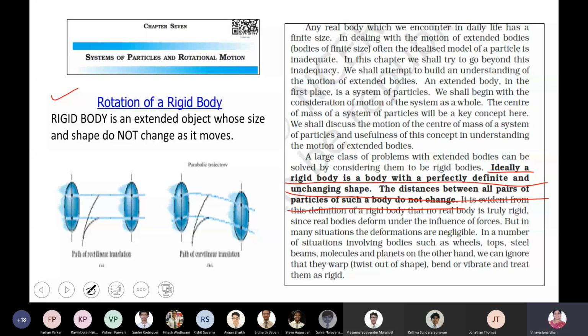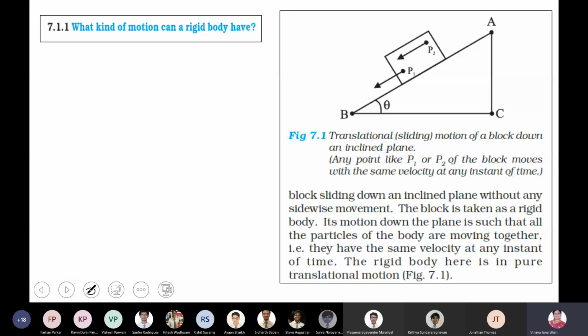Ma'am, if the whole body moves, then the distance from the origin also changes. One second, boys. If this is difficult for you, can you see this? A body is sliding down an inclined plane without slipping. They have mentioned only two particles, P1 and P2. At any point, P1 and P2 of the block move with the same velocity. When they move with the same velocity, they will be equidistant from each other.